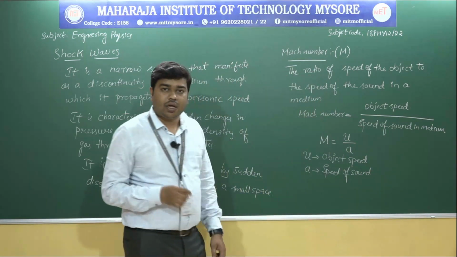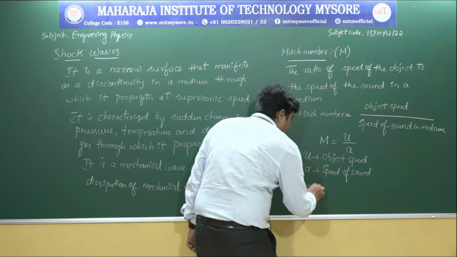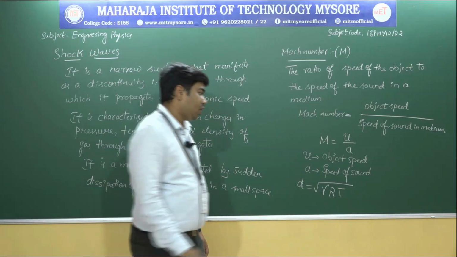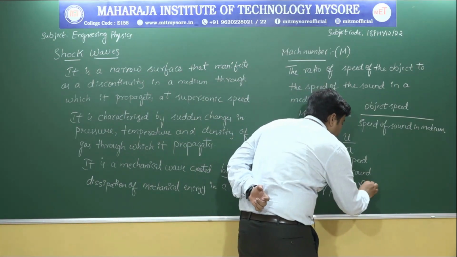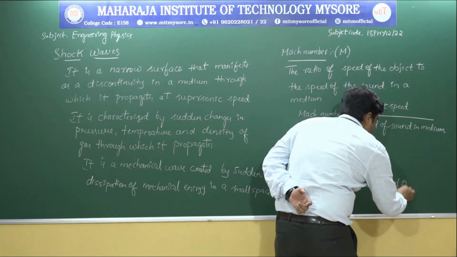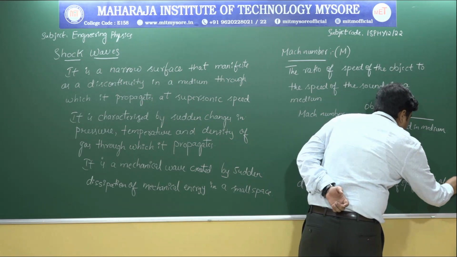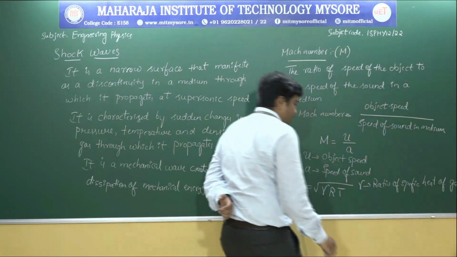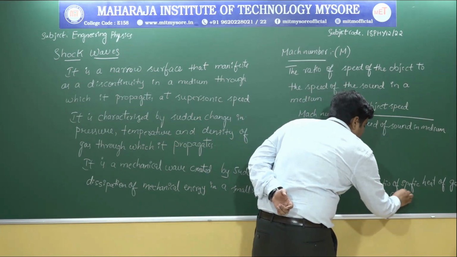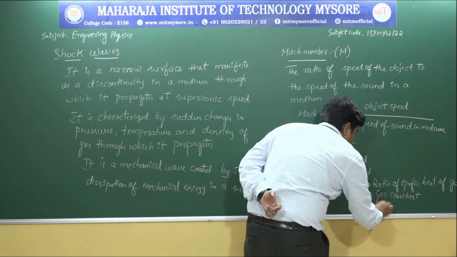If we consider the medium to be air, then the speed of the sound A is given by the square root of gamma R T, where gamma is the ratio of specific heats of gases, R is the gas constant and T is the temperature.